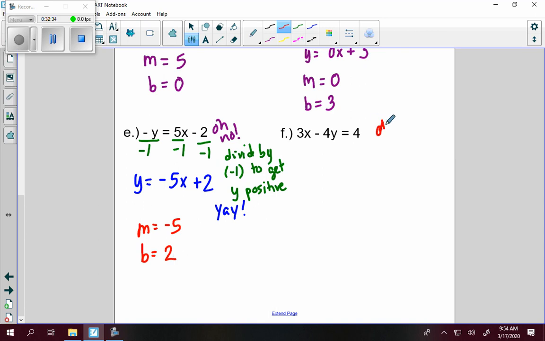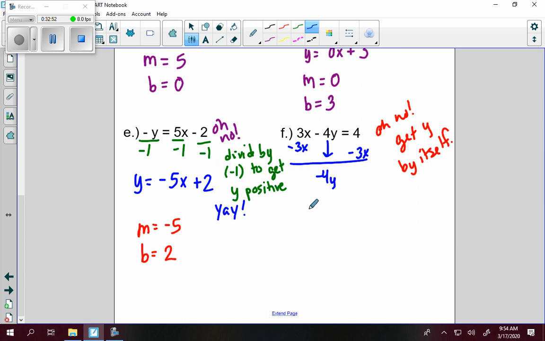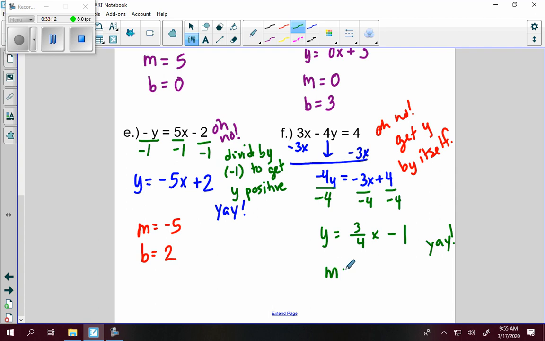Over here is another one. Oh no, get y by itself. So in order to get y by itself, I'm going to move x. So -4y equals -3x plus 4. And then it's still not by itself. I have to divide by -4. So y equals 3/4 x minus 1. Yay. Now I can say my m is 3/4, and my b is -1.